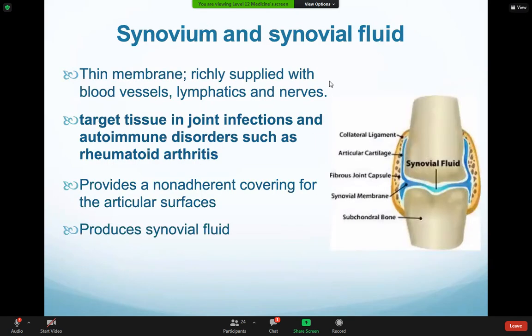Synovium and synovial fluid. The synovium is a thin membrane richly supplied with blood vessels, lymphatics, and nerves. It is the target tissue in joint infections and autoimmune disorders such as rheumatoid arthritis. So if you have septic arthritis or rheumatoid arthritis, it usually targets the synovium. It provides a non-adherent covering for the articular surfaces and produces synovial fluid.